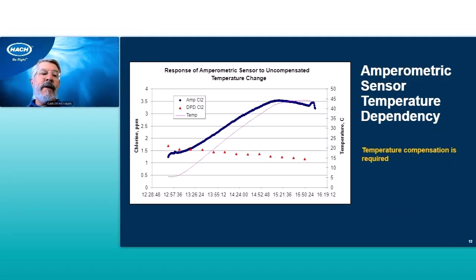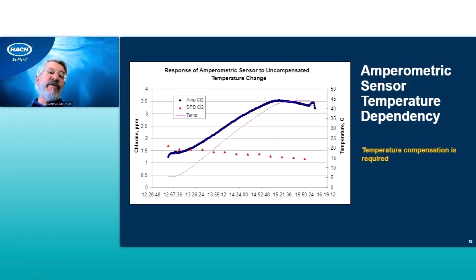So here, the pink line is showing you how the temperature changes. That black line is showing you the amperometric chlorine sensor and what it reads when the temperature is not compensated for. And then those red triangles are the colorimetric measurement. So this, again, is uncompensated. So this is what would happen with the chlorine concentration. Even though the chlorine concentration is steady, this is how the amperometric sensor would read if we didn't compensate for the temperature. So we have to correct for that.